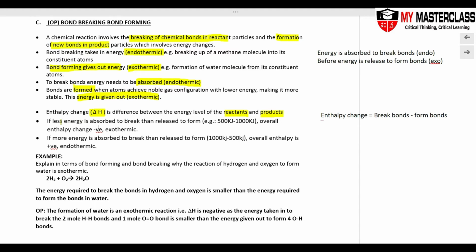Okay, so if less energy is absorbed to break than released to form, for example, I absorb 500 kilojoules against I form 1000 kilojoules, the overall enthalpy change will be negative. This is the part where I absorb, endothermic, and this is the part where I release, and it's exothermic. I release more, so the overall is exothermic. The important idea is that a small number minus a big number, the energy change is negative.